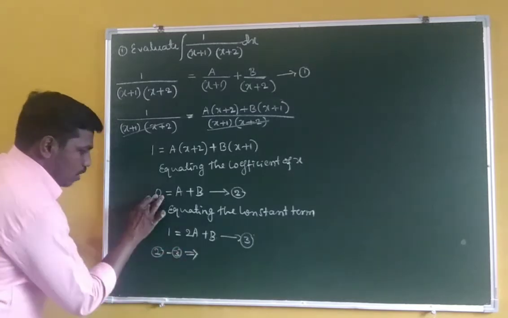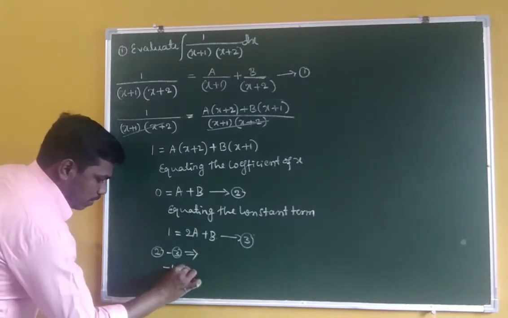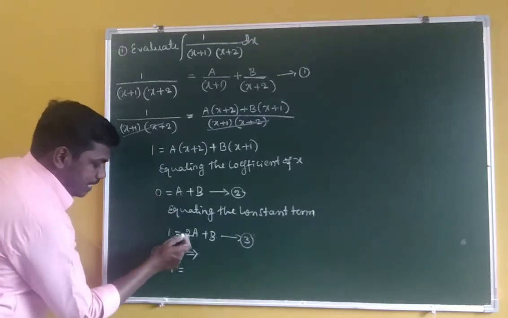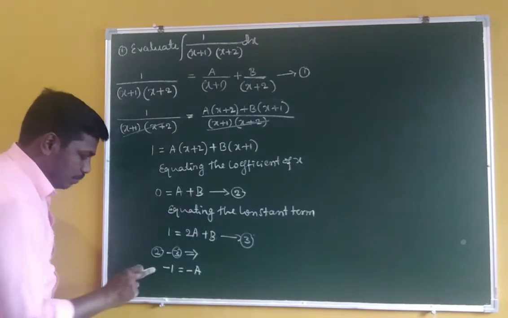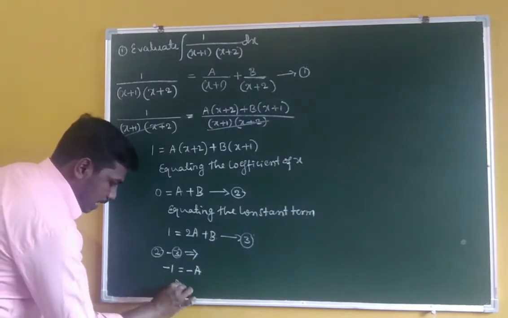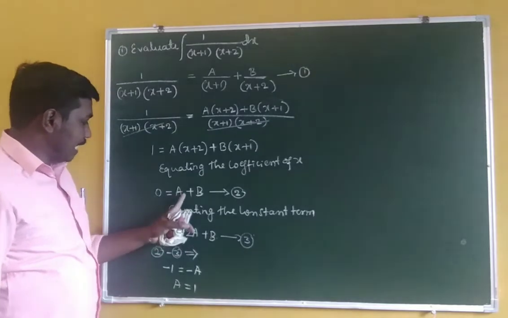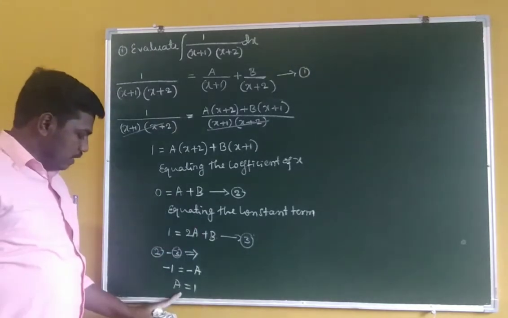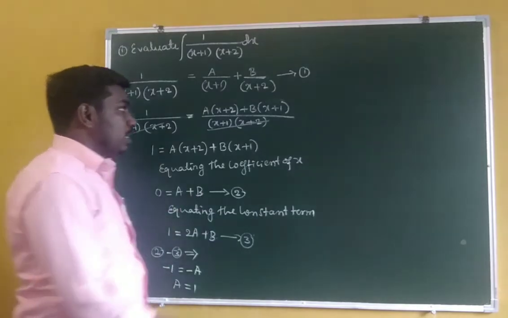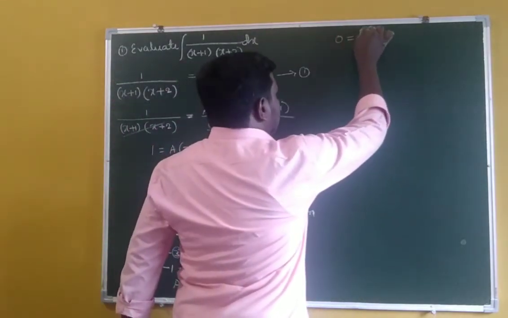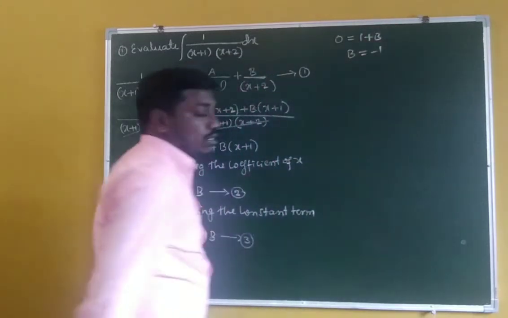Equation 2 minus equation 3 implies 0 minus 1, minus 1 is equal to A minus 2A, which is minus A. B minus B cancels. Minus 1 is equal to minus A means A is equal to 1. Once we know the value of A, we can easily calculate B. Substituting A equal to 1 in equation 2, we get 0 is equal to 1 plus B. So B is equal to minus 1.